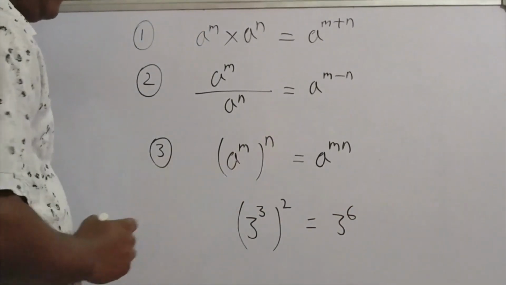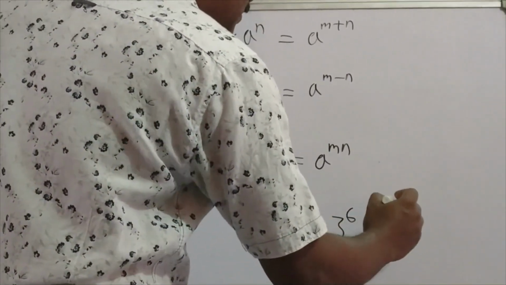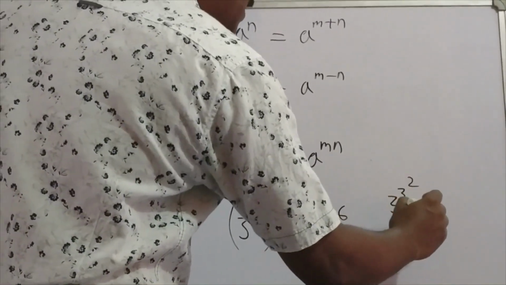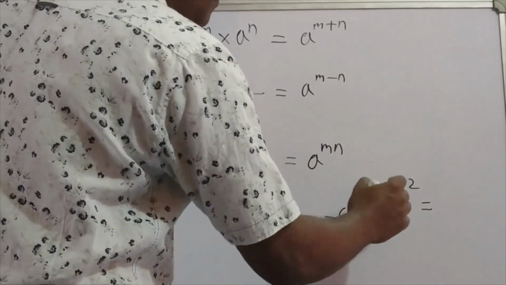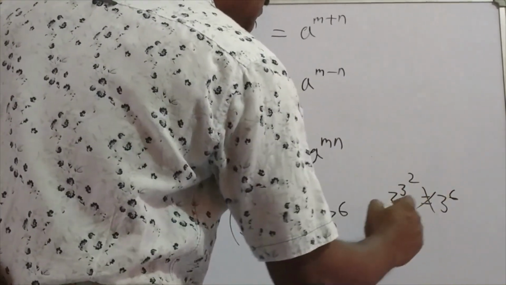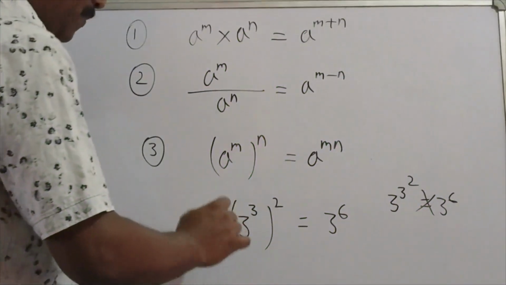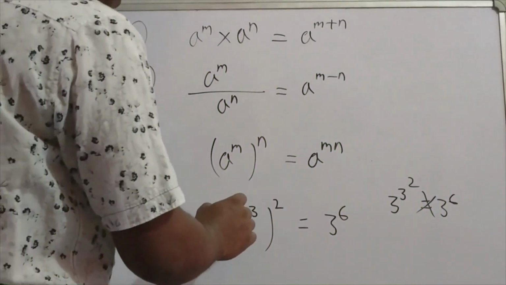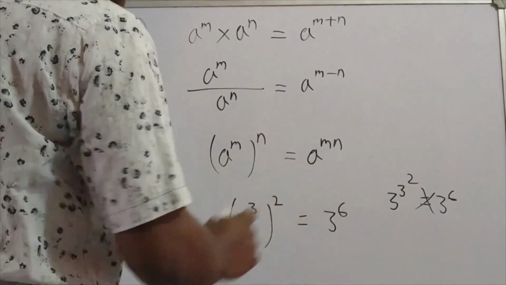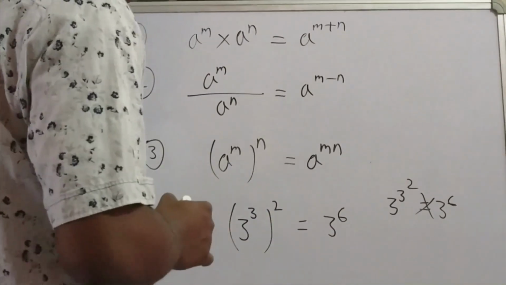This is the way. Suppose anybody question is written like this, 3 to the power 3 to the power 2. No bracket is given. So we cannot multiply. We cannot write 3 to the power 6. This is wrong. We cannot write like this. The bracket must be given. So 3 to the power 3, then within bracket another power is given. So both the power multiplied. So it becomes 3 to the power 6.